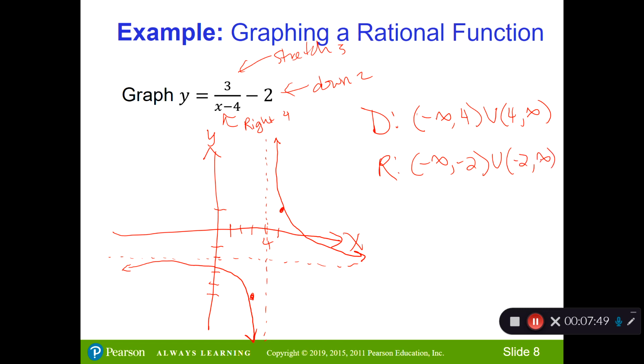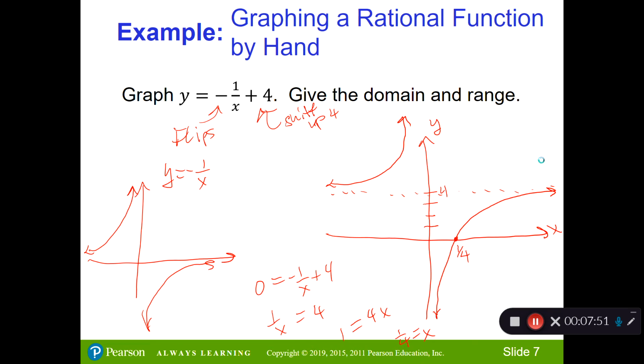Let's look at the previous example because we forgot to do that there. Our domain, we didn't shift left to right, so it didn't change the domain. So the domain was all but 0, just like before. Now the range, our range is -infinity up to 4, and then again from 4 to infinity.